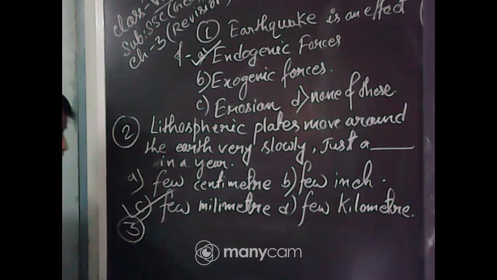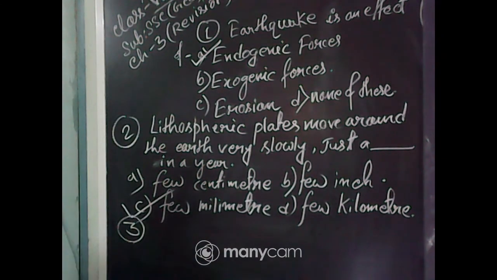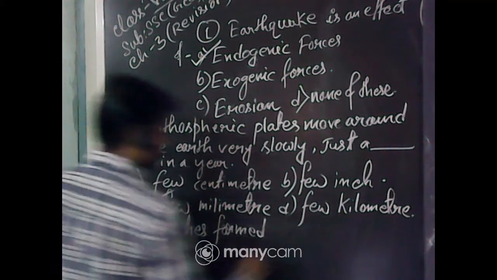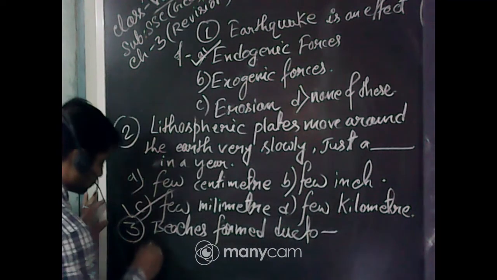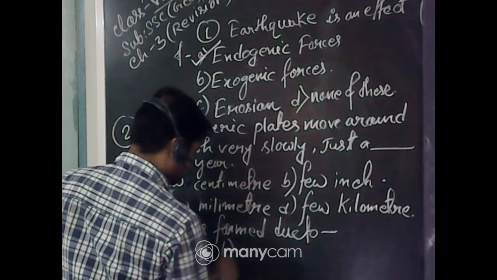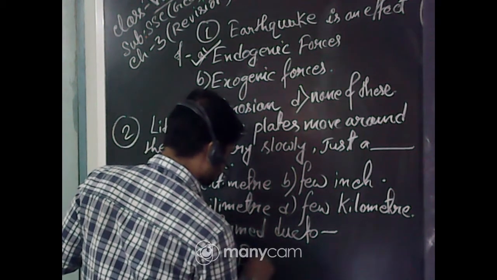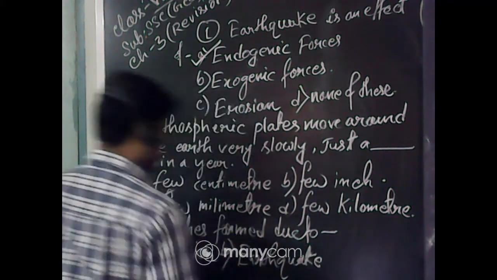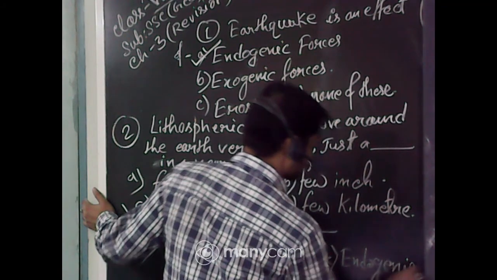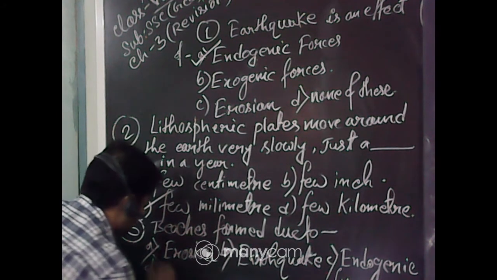Now question number 3. Question number 3 is, beaches formed due to A, erosion, B, earthquake, C, endogenic forces, and D, deposition.